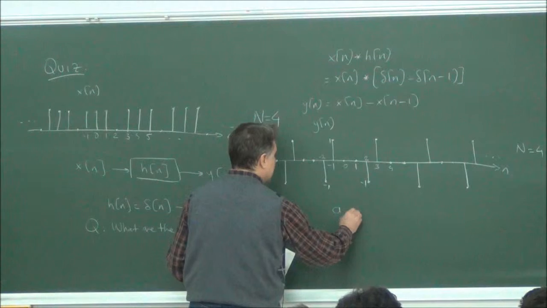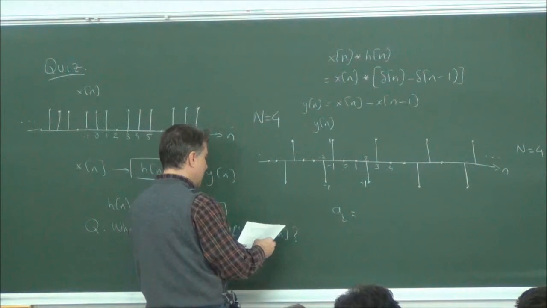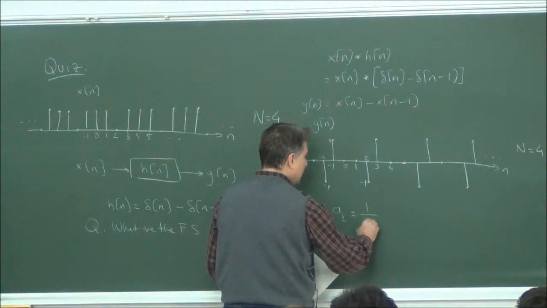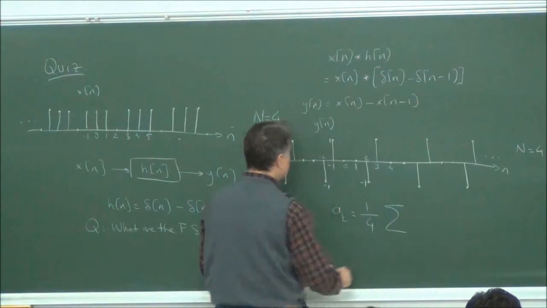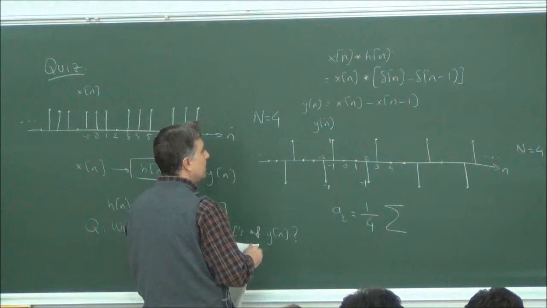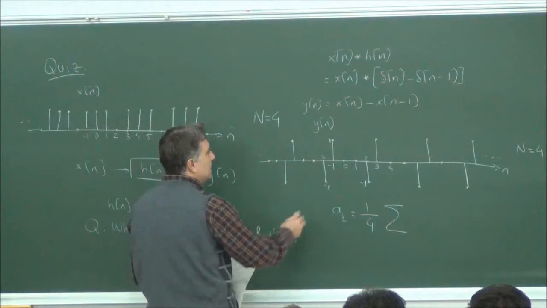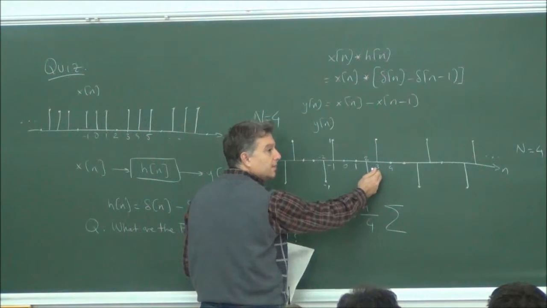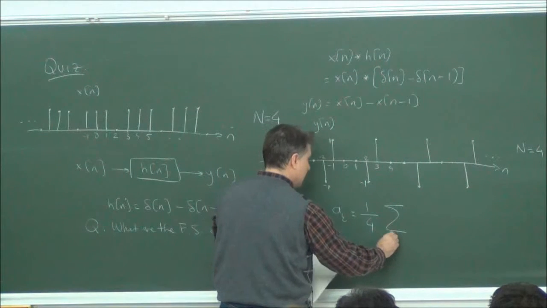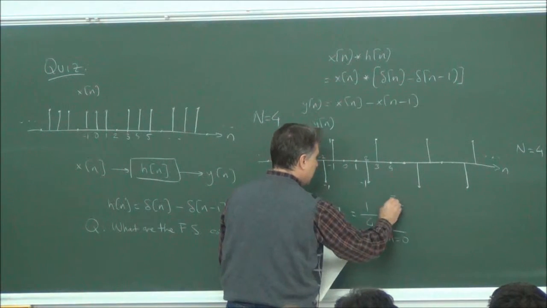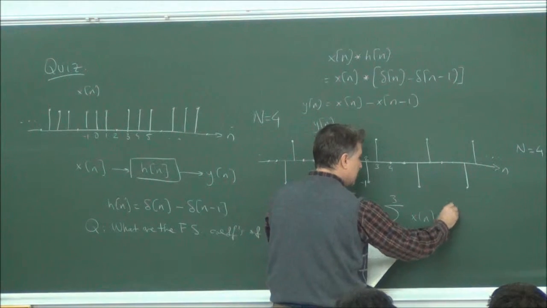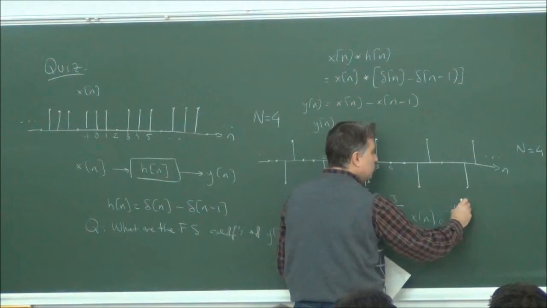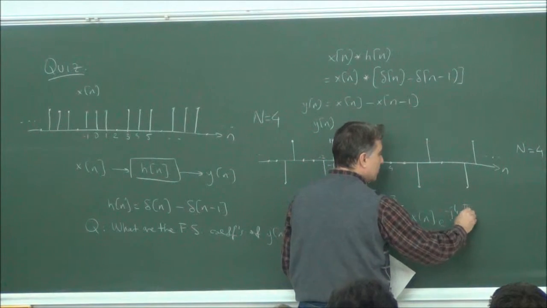So the Fourier series coefficients a_k, as we know, are equal to 1 over N, which is 1 over 4 for our case, and the summation. You must decide on a summation interval. It may be a good idea to start from 0 and go up to 3. And then we have x of n e to the minus j k 2 pi over 4, which is pi over 2, n.